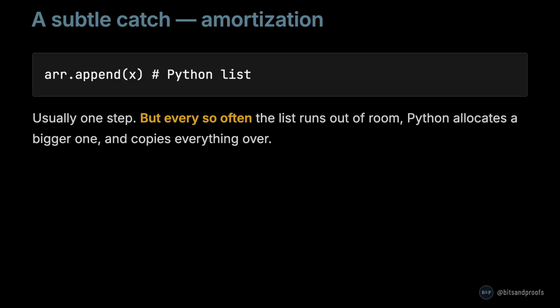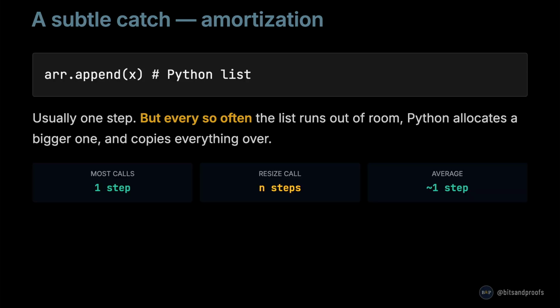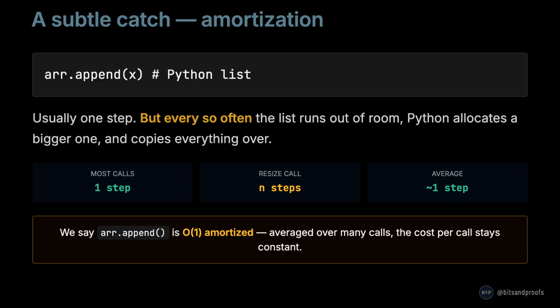There's a subtle catch with O of 1 that confuses a lot of beginners. Let's look at it. Take Python's list.append. Add an element to the end of a list. Sounds like a constant time operation, right? Most of the time, yes, it's 1 step. But every so often, the list runs out of allocated room. When that happens, Python allocates a new, bigger list internally, typically twice the size, and copies every existing element over to the new list. That copy is n steps, not 1.